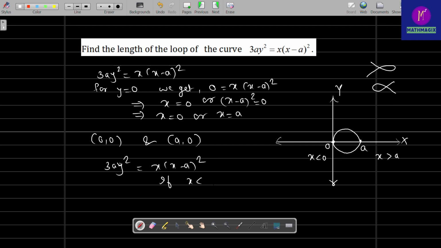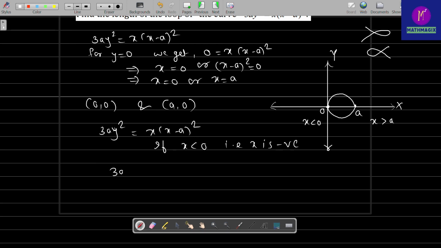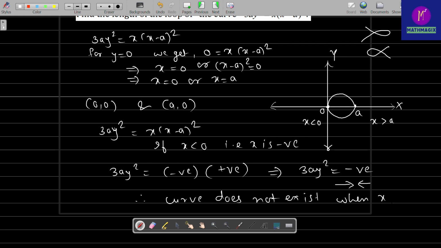So if x is less than 0, that is x is negative, in this case we get 3ay² equal to a negative number times (x − a)². Whatever the number x − a is, either positive or negative, its square always turns out to be positive. So we will get 3ay² equal to some negative answer, which is a contradiction. This is because y² is always positive and 3a is positive, so obviously the complete 3ay² has to be positive always. Therefore the curve does not exist when x is less than 0.